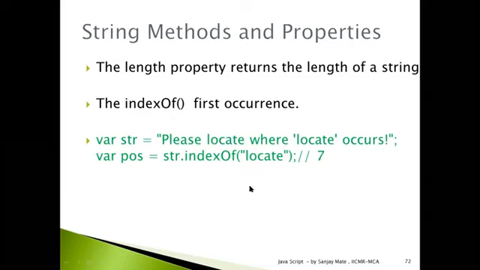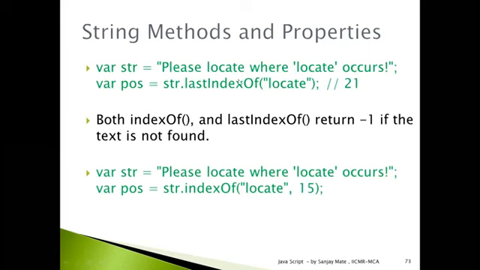If I want to find that, here I can have str, that is string, dot indexOf, and what I want to find, please enclose that in double quotes in the bracket. It will return 7. Because string always starts with 0, so it's 0, 1, 2, 3, 4, 5, 6, and at the 7th position locate is there. In this case there are two locate, but it will give you the first occurrence. That is, the first locate word is present at the 7th position. So it is returning 7.